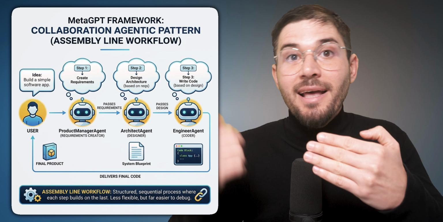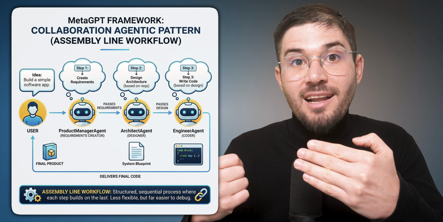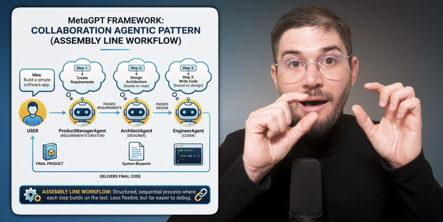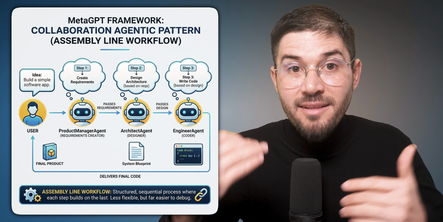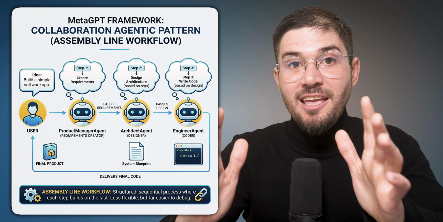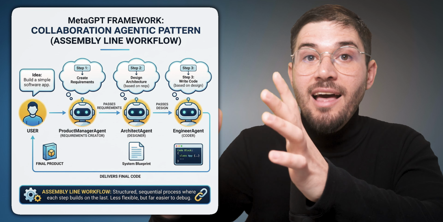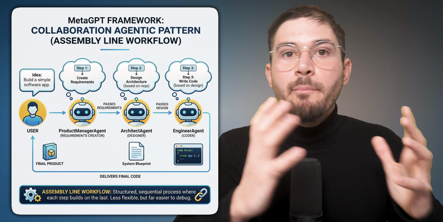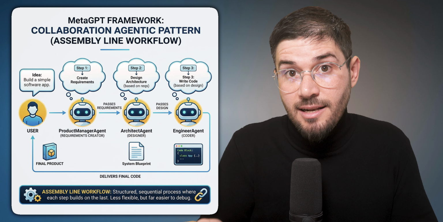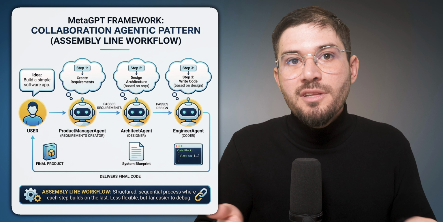The second major pattern is collaboration, which works like an assembly line. Agents work in a predefined sequence where the output of one becomes the direct input for the next. The MetaGPT framework simulates a virtual software company this way. A product manager agent creates requirements, passes them to an architect agent for design, who passes that to an engineer agent. Each step builds on the past. As you can imagine, this pattern is less flexible, but far easier to debug.